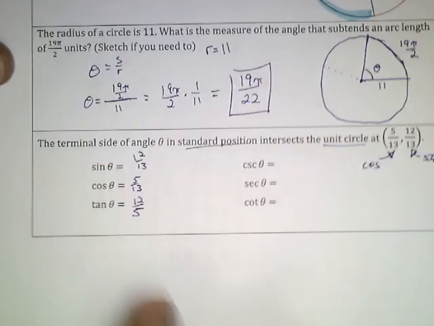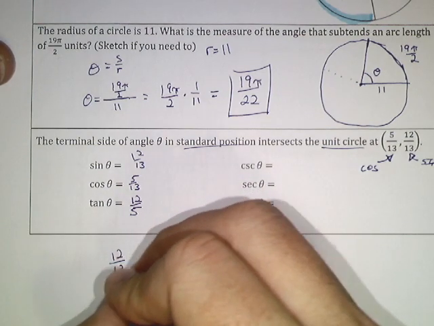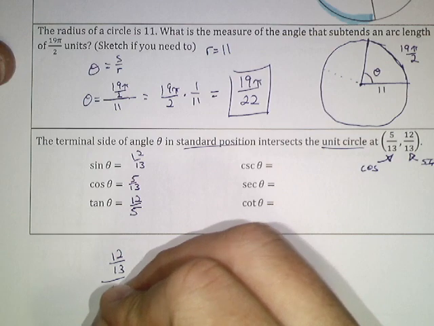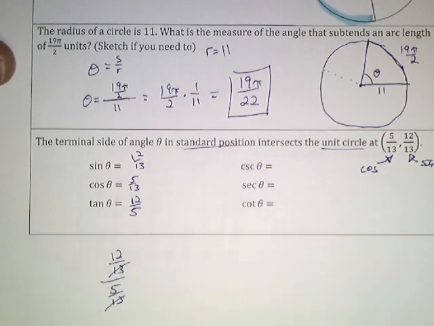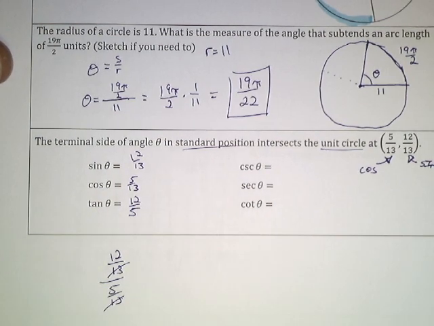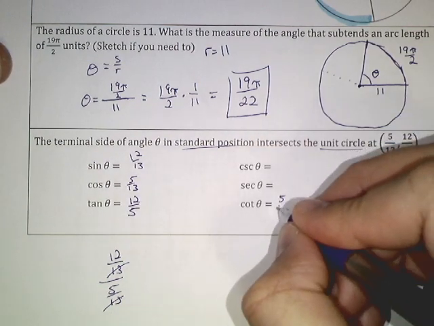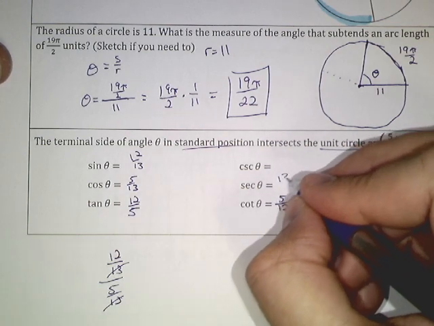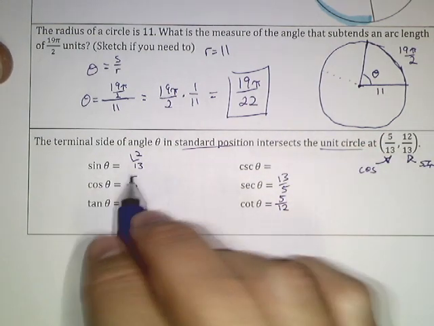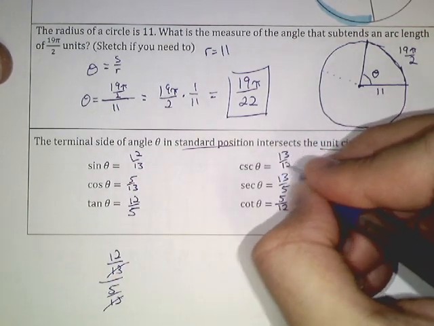Hopefully I'm not going too fast on the tangent part, but it's pretty much sine over cosine. And every time you do that, every time, the denominators cancel out. So you can just pick the numerators and put them over each other. Cotangent is this flipped, so it's 5 over 12. Secant is cosine that's been flipped, 13 over 5. And cosecant is sine that's been flipped, so 13 over 12.